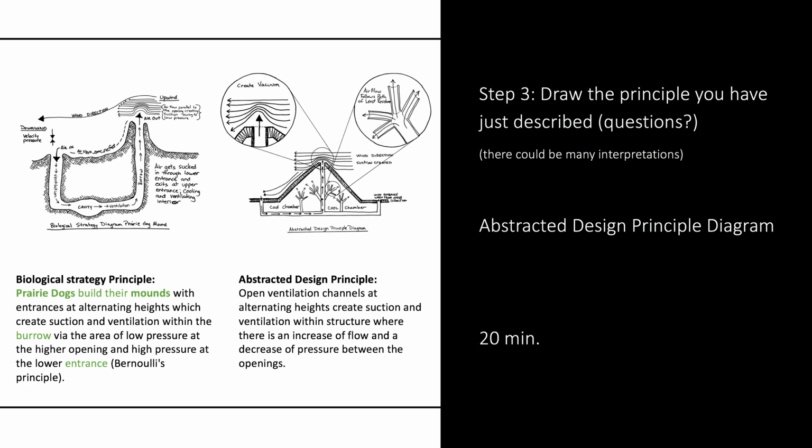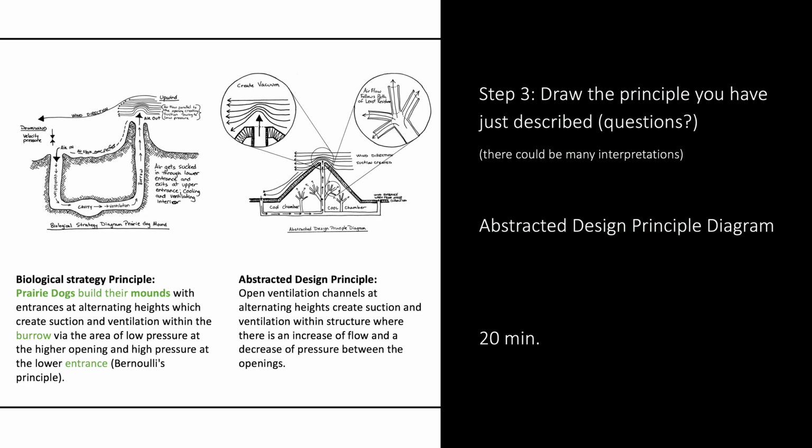The next step is to draw the principle that you have just described. There could be many interpretations, so you just have to try. It's all about reiterating and practicing each of these principle diagrams that you draw. Each time you'll see it becomes easier and easier to do, but try to keep it as simple as possible. Remember the monkey cup, the pitcher plant, was very simple drawings and very simple diagrams. So that's what you want to do, keep it as simple as possible.